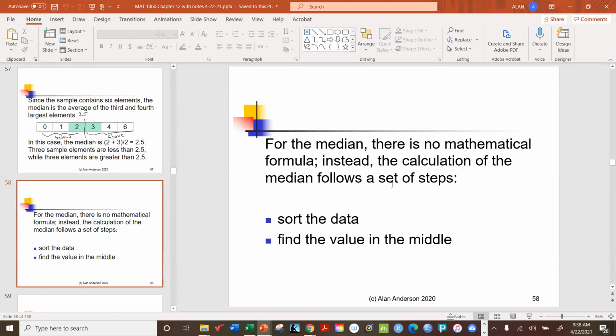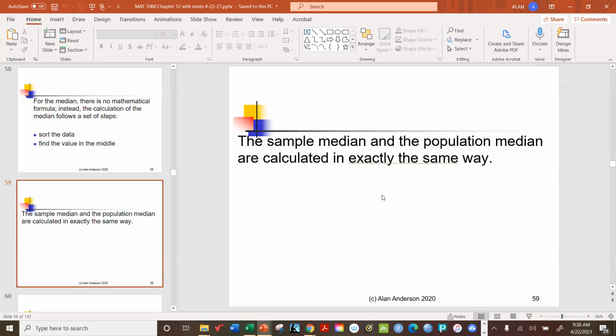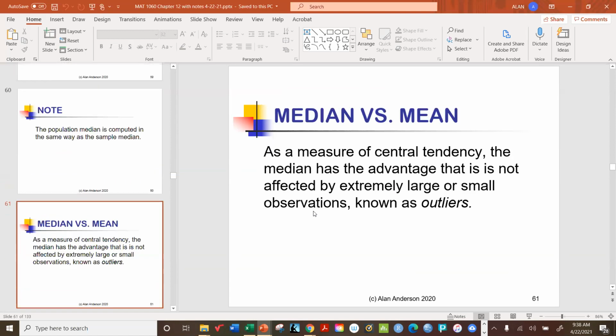Now, so again, there's no formula here, but there is a procedure. We sort the data and find the value in the middle, and that's pretty much all we have to do. And also the population and sample median are calculated in the exact same way. There's no need to make a distinction between them. Now, this is, I believe, where we left off.